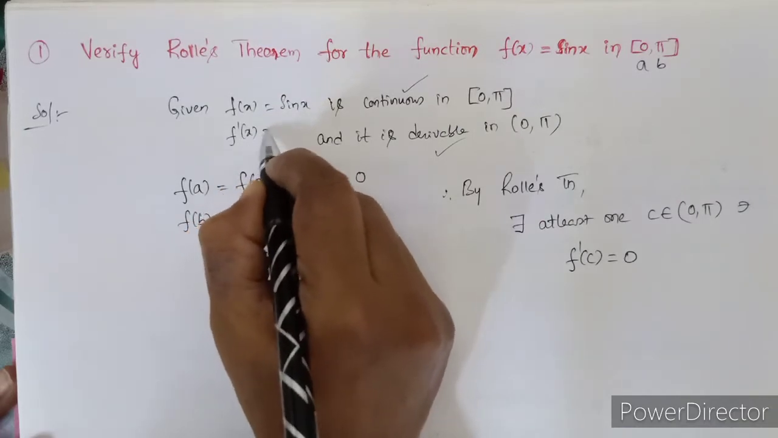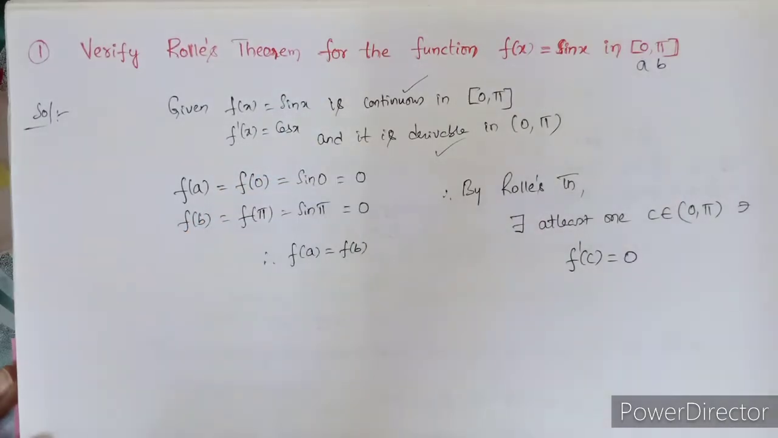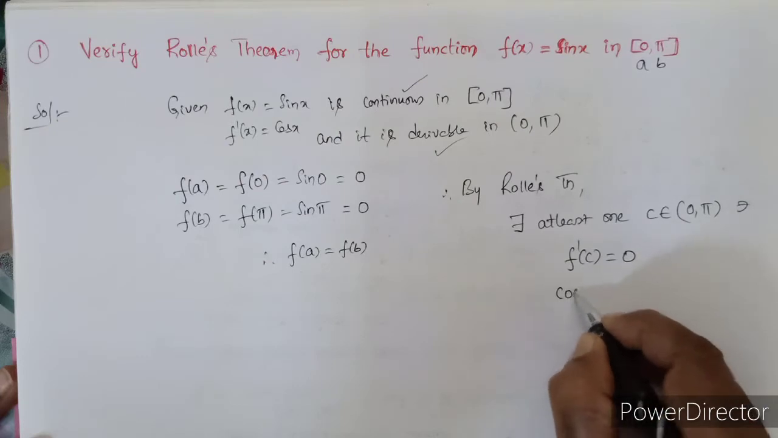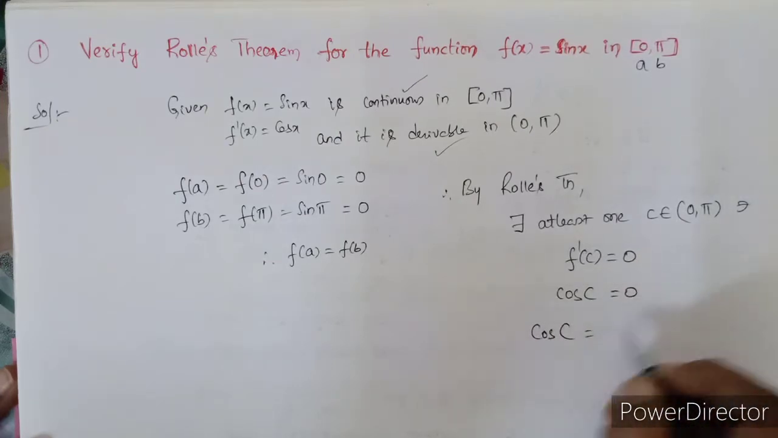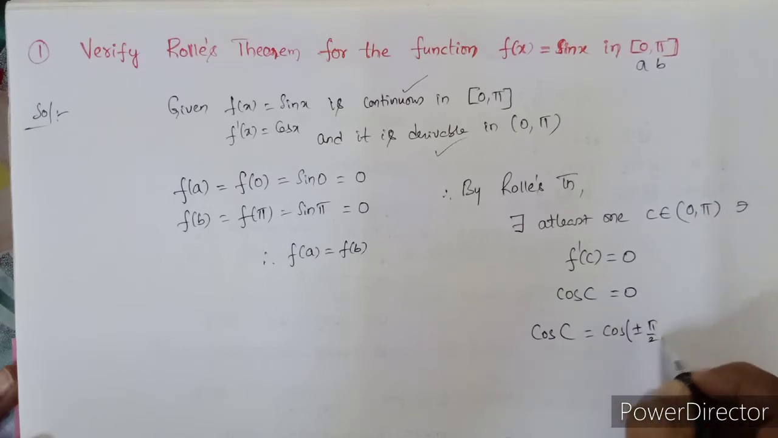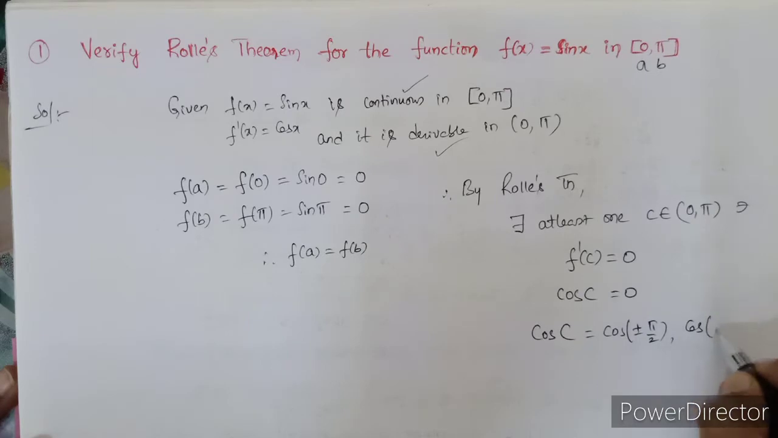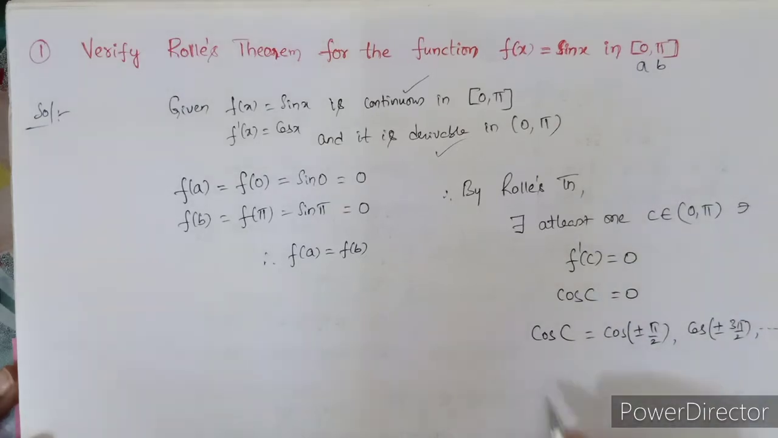f dash of x is equal to, sin x derivative is cos x. So it is cos c equal to 0. Cos c equal to, we write this 0 as cos of plus or minus pi by 2, cos plus or minus 3 pi by 2, cos plus or minus 5 pi by 2, odd multiples of pi by 2.